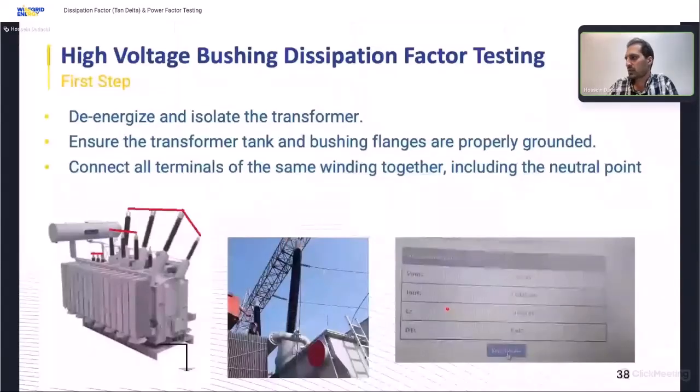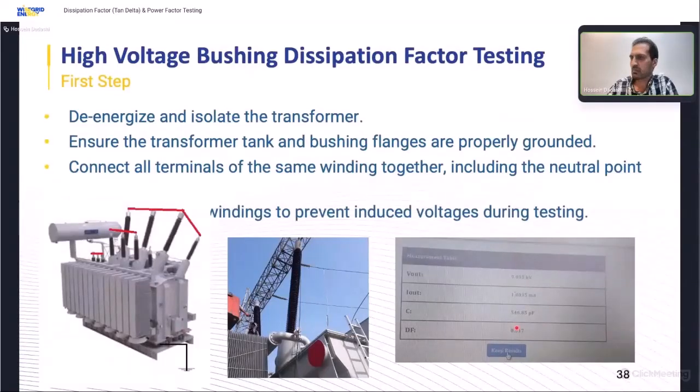Here I have a case. This bushing is a new bushing, and before installation we measured the dissipation factor. It was in the range of 0.25%, but after installation, without connecting it to the other bushings, we measured 0.617%. It's nearly 2.5 times the dissipation factor. So it shows us that if we want to measure a single bushing on top of the transformer, we need to short circuit it to other bushings.